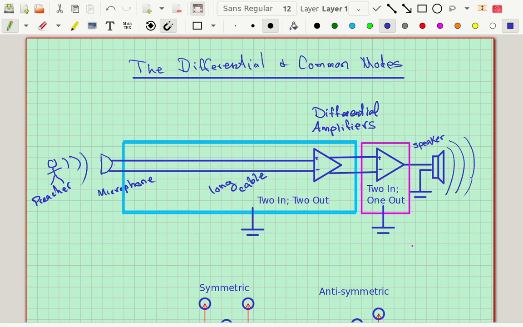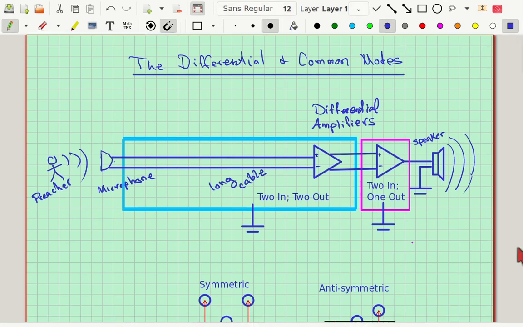Fortunately for us, the two wires run parallel to one another, right next to one another, and they each pick up the exact same amount of interference. They act just the same as two identical antennas. And so when you look at the input of the amplifiers, you're going to have a signal. The difference between the plus and the minus is what you want to amplify, and then the average of those two relative to ground is what you don't want to amplify. Let's look at how that works a little bit more.